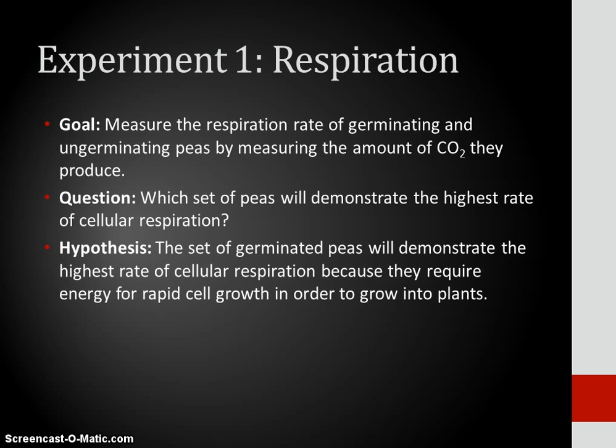So our hypothesis was the set of germinated peas will demonstrate the highest rate of cellular respiration because they require energy for rapid cell growth in order to grow into plants.